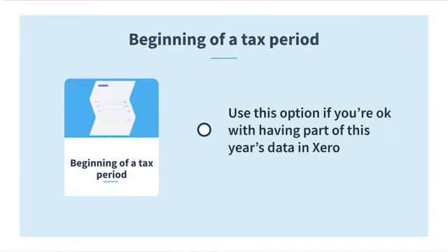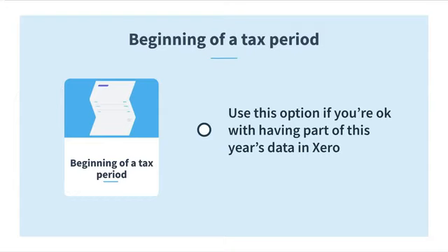The last option is for those of you who might already be in business and you're well into the fiscal or tax year. You can set your conversion date to the start of a sales tax reporting period. You can choose this option if you're okay with only having part of this year's data in Xero. If you're moving from another system, you'll want to make sure you continue to have access to the partial year data in your previous system in case of future tax audits and also to do your tax return.